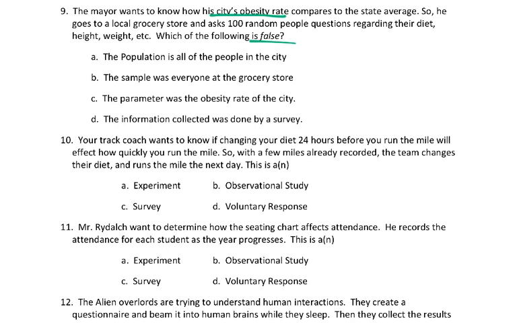Let's see. Did he ask everybody at the grocery store? Nope, only 100, so that one's probably the false. Let's double check the other two. The parameter was the obesity rate of the city. Yep, that's what he's asking about, the obesity rate. The information collected was done by a survey. He's asking them questions. Yeah, so B would be your false answer.